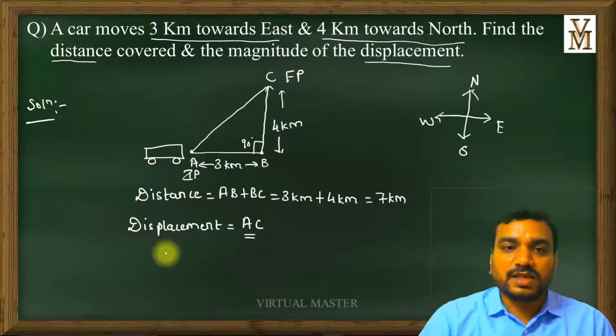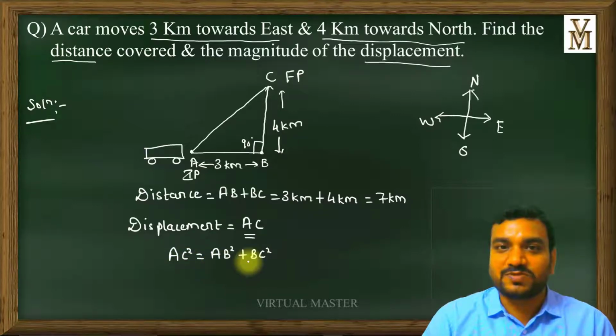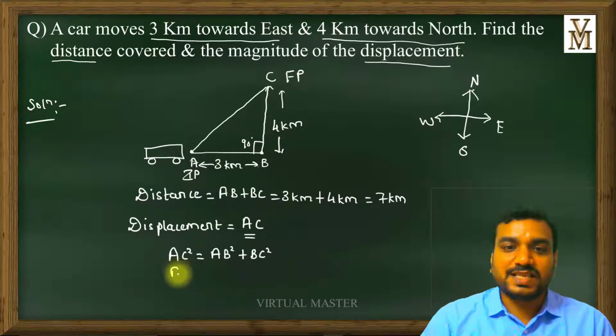According to Pythagoras theorem, we know that AC square is equal to AB square plus BC square. Why? AC is the hypotenuse of the right angle triangle. So I can write AC square is equal to AB square plus BC square. Now AC will be equal to square root of AB square plus BC square.